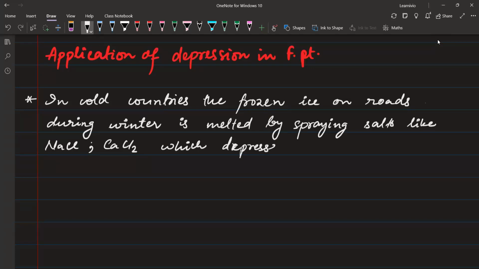So it will take longer time to melt than normal ice sheet. No, it will take longer time to melt than pure ice. And what if we don't spray salt? Then it will take lesser time. Yes.